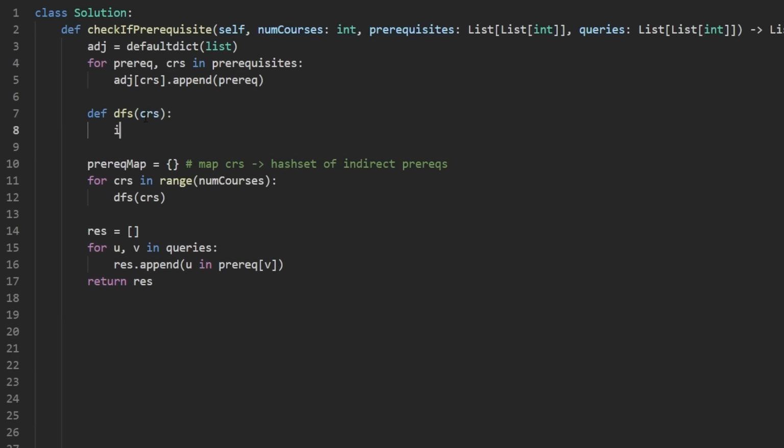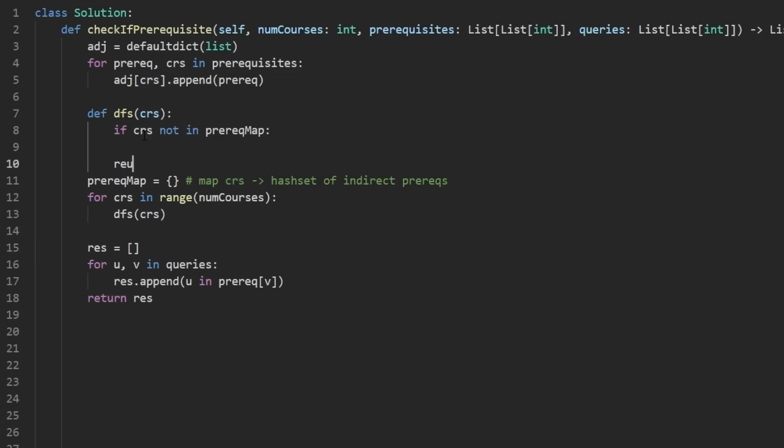And if this course has already been visited, how do we know if it's been visited? Well, if the course is in our prereq map, which is initially empty. I'm actually going to do the opposite in this case. I'm going to say if the course is not in the prerequisite map, because if it's already in the prerequisite map, then we're going to return the hash set that we already have stored in the prerequisite map, which is going to be like this. But if it's not already stored, then here we're going to do some different stuff.